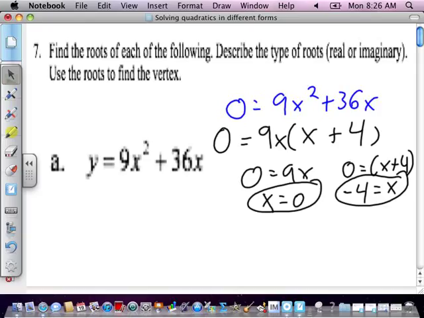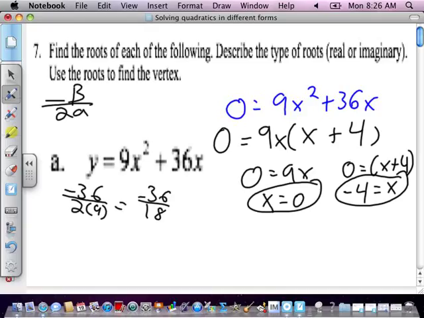You take negative b over 2a, and that gives you the x value for the vertex, and then you've got to plug it in for the y. So let's try this. For the vertex, we're going to take negative b over 2a. B is 36, so I'm going to take negative 36 over 2 times 9. 2 times 9 is 18.